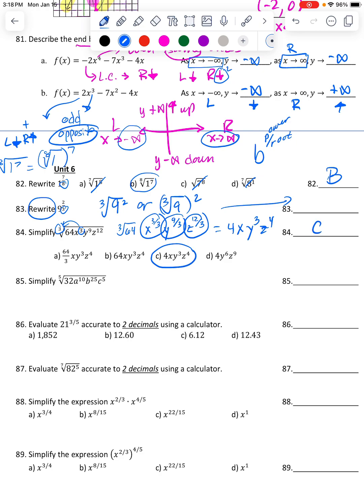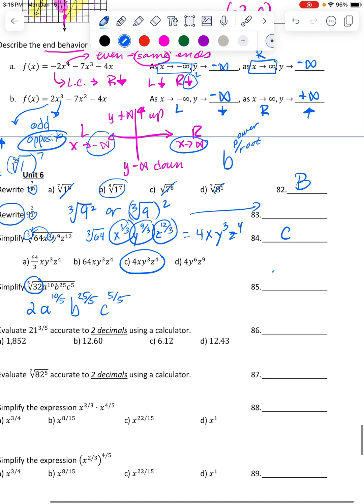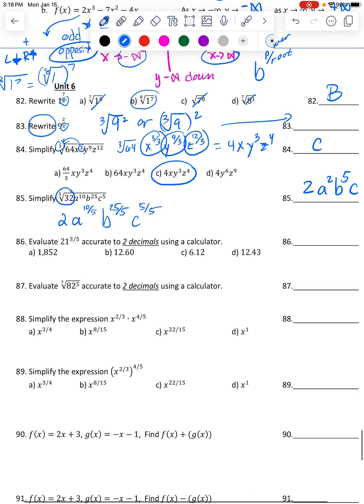Okay, in 85, I'm going to do the same thing. 5th root of 32 is going to be a 2. Then I'm going to have A power over root, B power over root, C power over root. So the 2 is just the 5th root of 32. A will be to the 2nd when I reduce 10 over 5. B will be to the 5 when I reduce 25 over 5. And C will be to the 1st when I reduce 5 over 5.